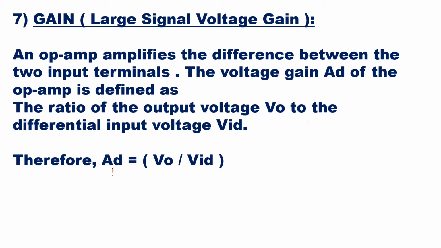Here AD is your voltage gain, V out is the output voltage, and VID is the difference of the two input voltages. If you take a ratio of output voltage upon difference of the two input voltages, it will give you the gain of the op-amp. It means how much it is amplifying, how much is the output voltage with respect to the difference of the two input voltages. It's a simple thing, and how many times it is going to amplify will give you the gain.